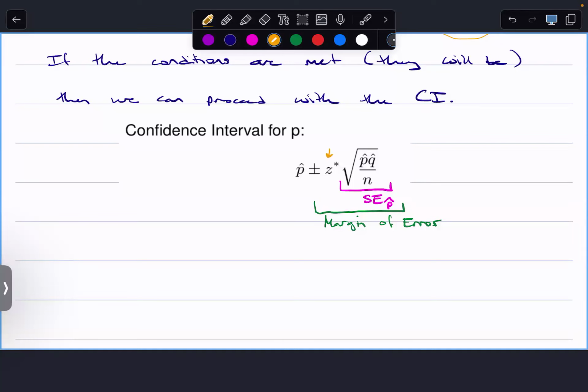Z star is from the table. So really, all you need to build a confidence interval is your P hat, your sample proportion, right? And then your Z star, you need to know what confidence interval to build. I will always phrase the question as construct a 90% confidence interval or construct a 95% confidence interval, 99%, whatever. I'll always give you the percentage. And so that's where you're going to know what Z star to use, right?